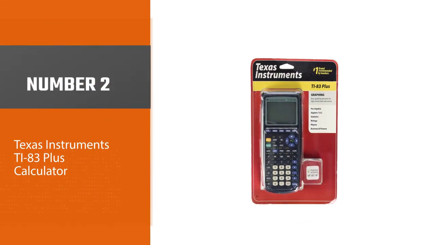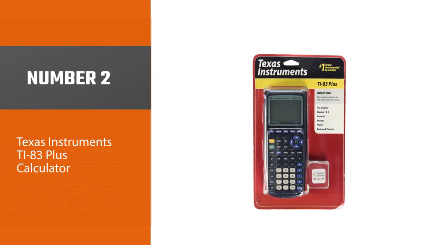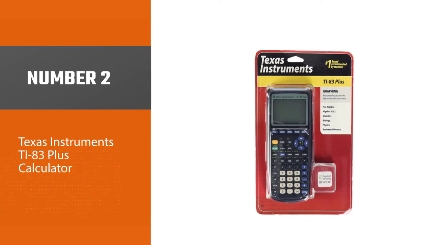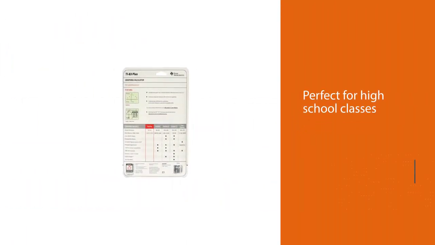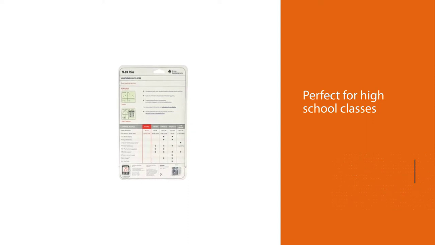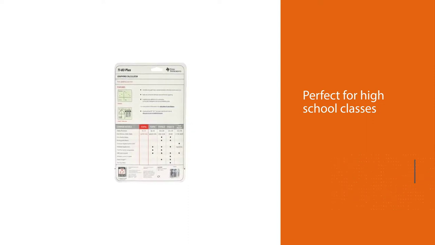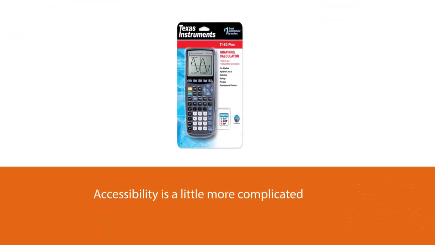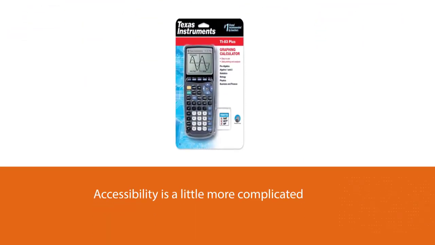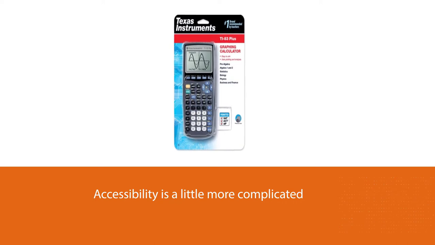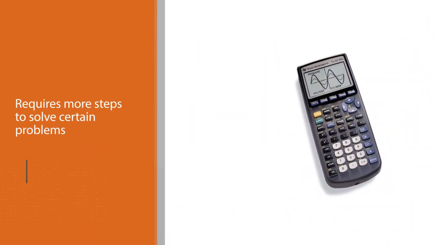Number 2. Texas Instruments TI-83 Plus Calculator. This calculator is perfect for high school classes but can be used for most college science and math classes as well. However, it is a little more complicated and requires more steps to solve certain problems like trigonometry functions. It ultimately produces an accurate answer but can be time-consuming and tedious on timed tests.